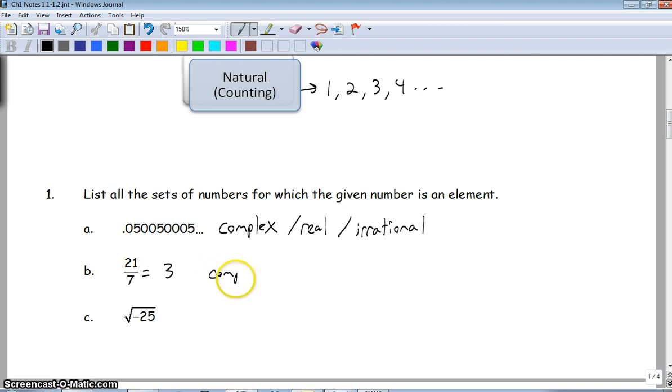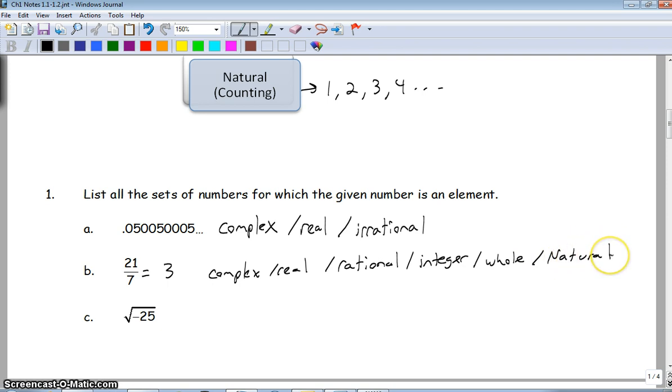So we have complex, real, it's a rational number because that can be written as a fraction as it was. It is an integer. It is part of the whole numbers because it's positive, and it is a counting number or a natural number. So that would fall under everything down that left branch.